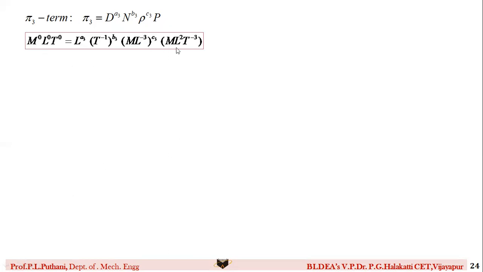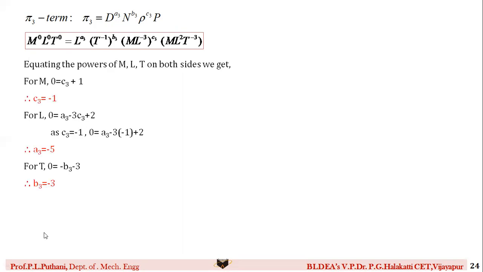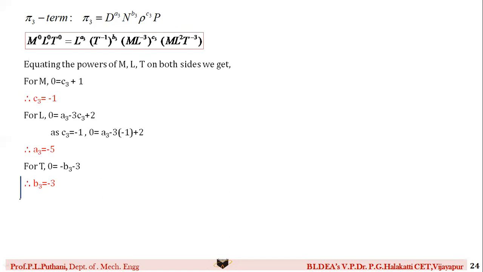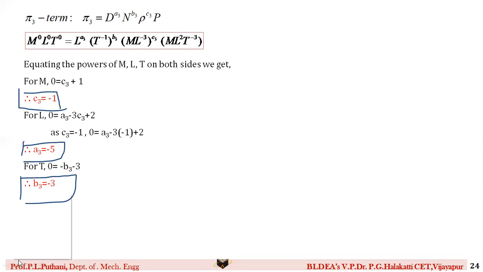Yes, this is the term, and I apply the dimensions of power here. You can see M L squared to the power of minus 3. Now again, simplifying with respect to M, L, T on both sides, I get these terms. C3 is equal to minus 1, A3 is equal to minus 5, as well as B3 is equal to minus 3. So after simplification, the same step which you have done for the other two, pi 1 and pi 2, I will substitute these values in the above equation, and the resulting pi 3 term we get here.